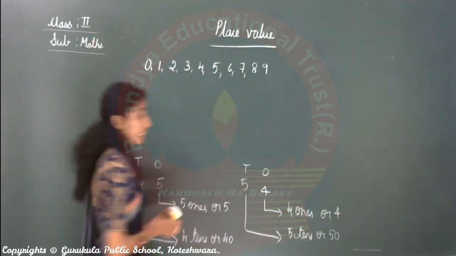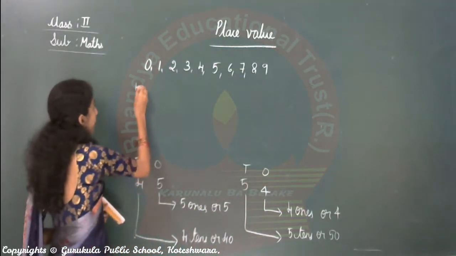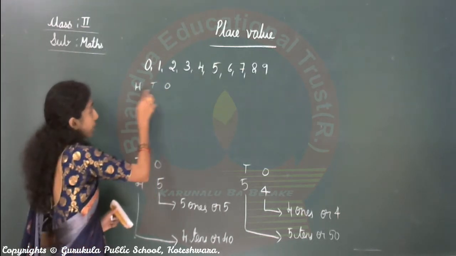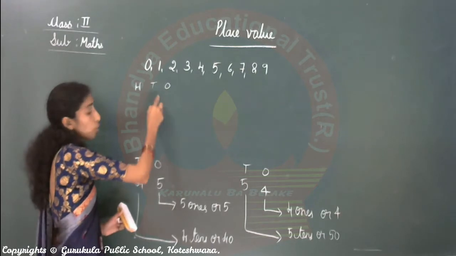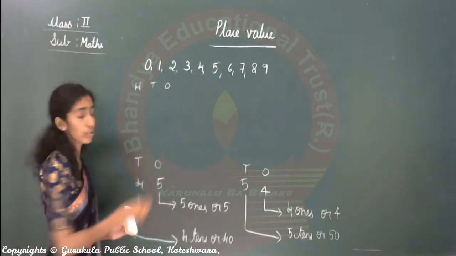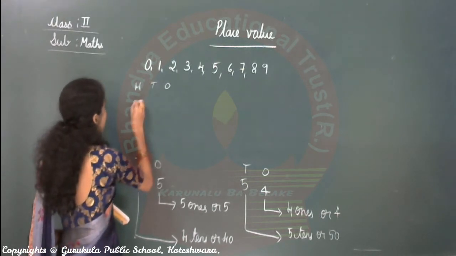Now I will take a 3-digit number, that means hundreds, tens, ones. You can see this place value. According to place value, you can write the place value for the numbers. Understood? No? Now take these numbers.